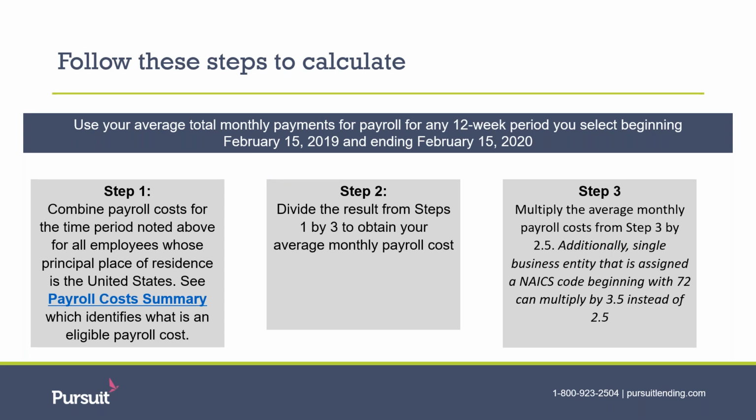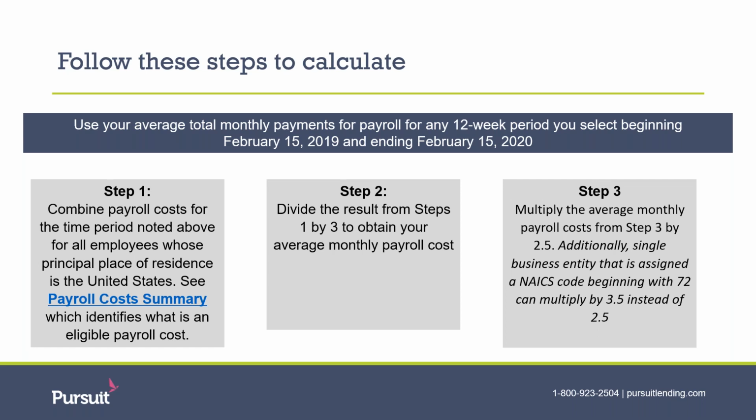The SBA states that the maximum loan amount will be calculated based on the average monthly payments for any 12-week period that you select during those dates between April 15th of 2019 and April 15th of 2020. What you do is calculate the combined payroll costs for the time period that you decide, that 12-week period, for only those employees whose principal place of residence is in the United States. For more information on the specific payroll costs, please visit the payroll cost summary page on our website, which will detail exactly how to calculate the payroll.